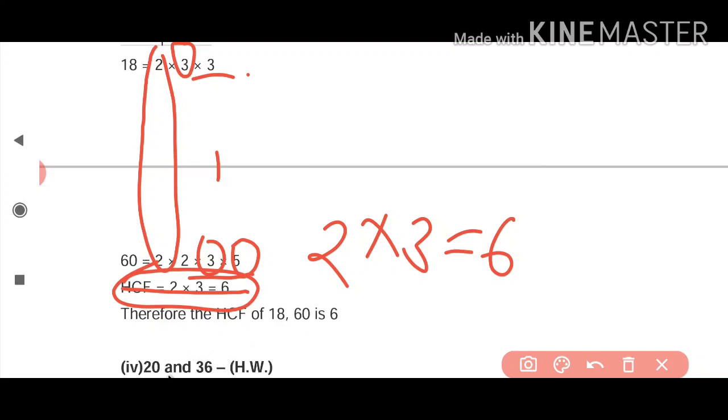Then the fourth one, 20 and 36. In this question also, first you have to find the prime factorization. After that you have to see the common factors in both 20 and 36. So this one is given to you as homework. Then the remaining questions we will see on the next day of our class.